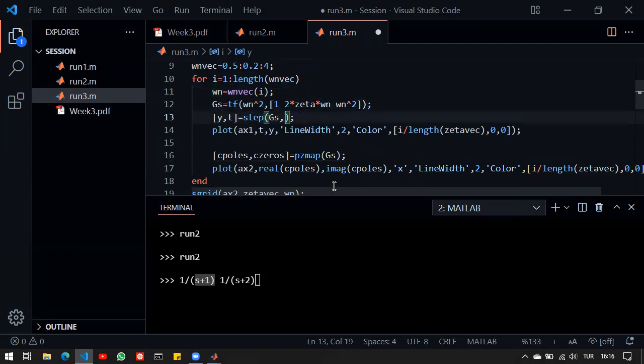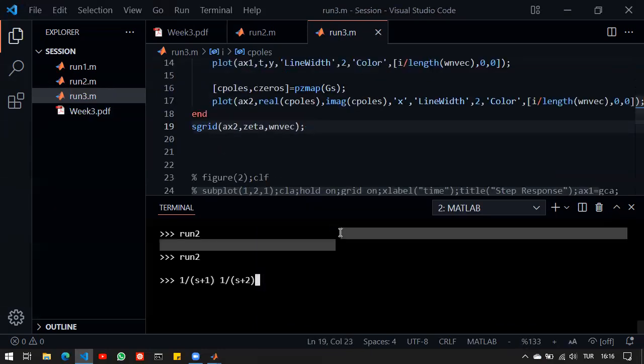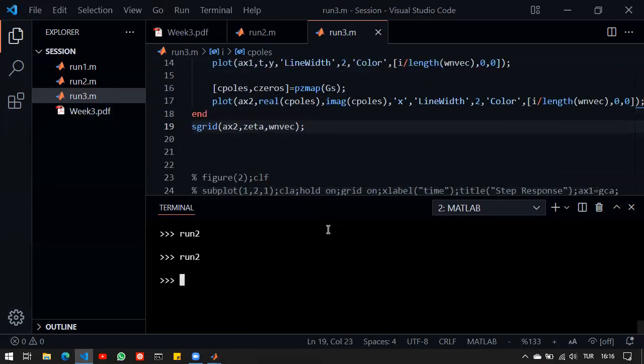Let me get rid of the settling, the final time here. Use omega n vec here. So we have zeta, a fixed value, but omega n vec is a vector. So therefore, now we should be good to go.